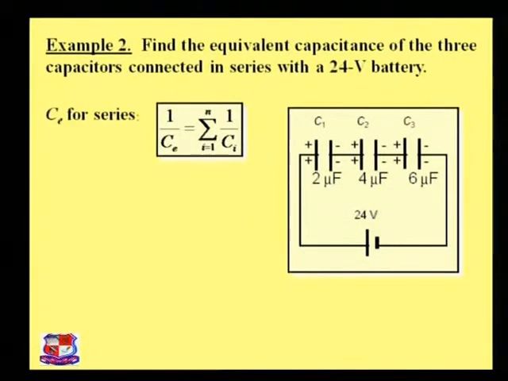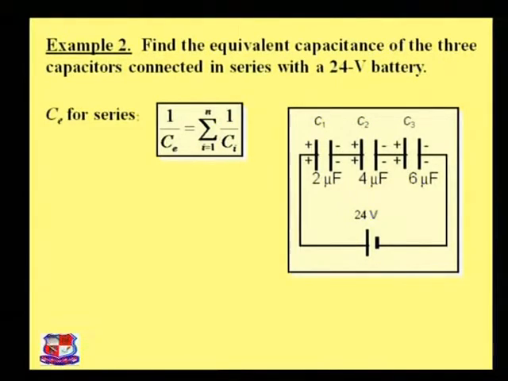To find the equivalent capacitance of three capacitors connected in series with a 24 volt battery. This is the figure: a 24 volt battery applied to C1, C2 and C3. C1 is 2 microfarad, C2 is 4 microfarad and C3 is 6 microfarad. So with the help of the equation 1 by C equals sigma i equals 1 to n of 1 by Ci, where n is 3. So 1 by Ce equals sigma i equals 1 to 3 of 1 by Ci.